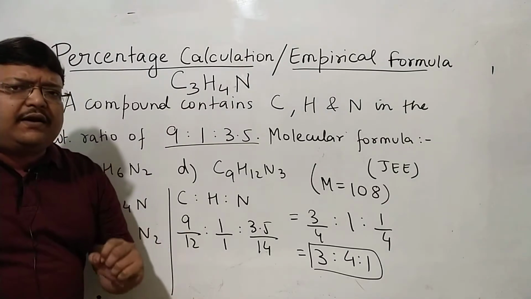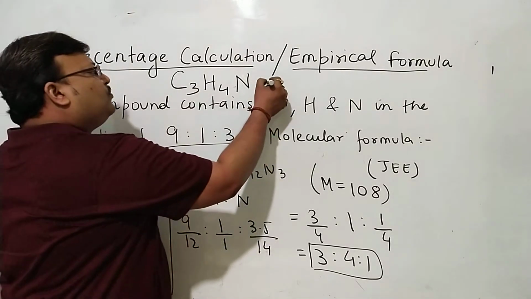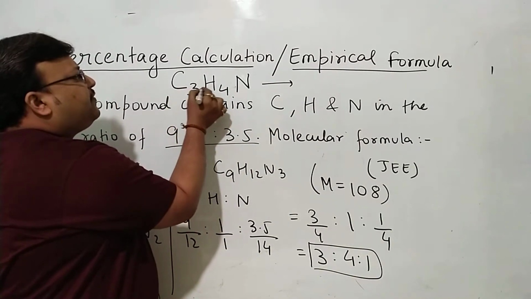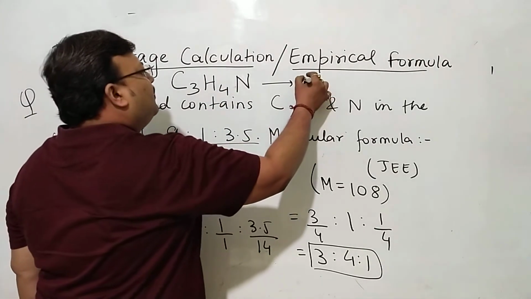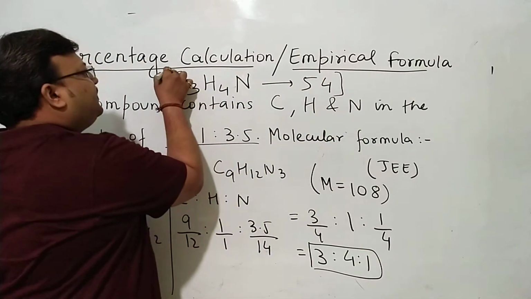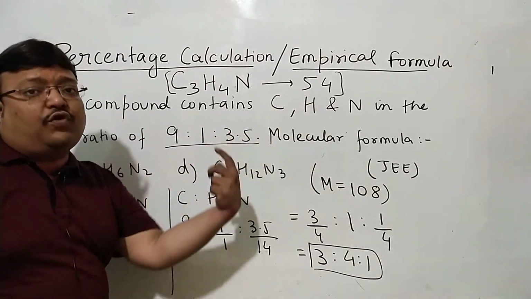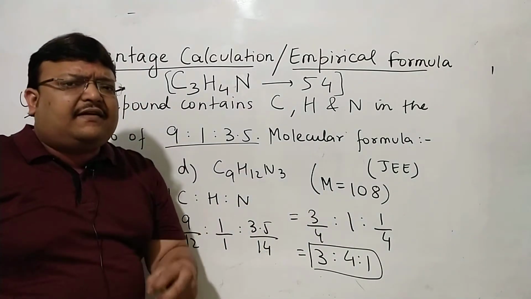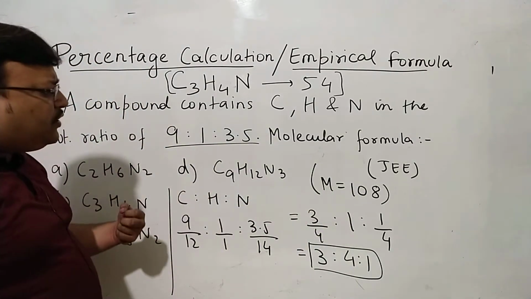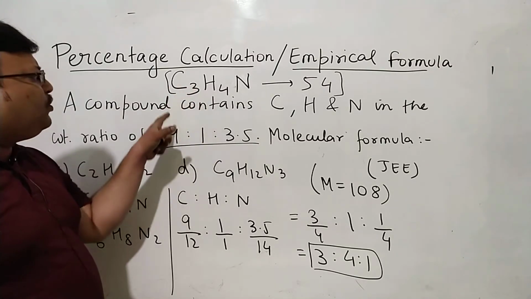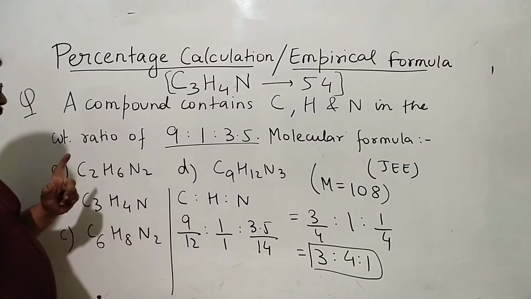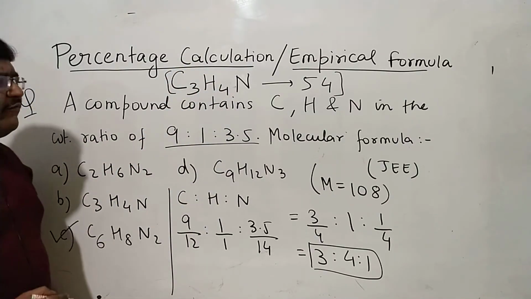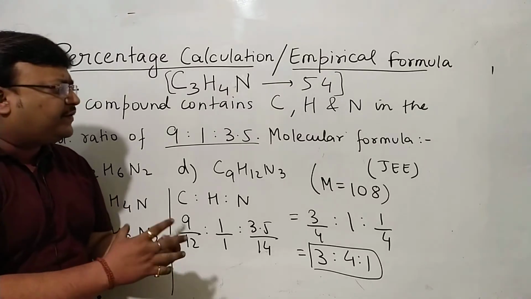Now C3H4N is the empirical formula, and if you do the calculations, 36 plus 4 is 40 plus 14, the unit weight of C3H4N will be 54. The molecular weight is 108. So naturally n here is 2, and what you need to do is multiply this with 2 to get the molecular formula. When you multiply this with 2, naturally this will be the right answer. So I think I have been able to explain the solution of this question to you.